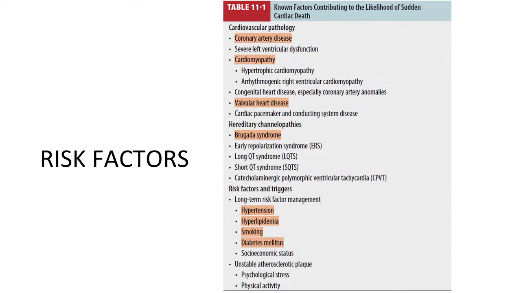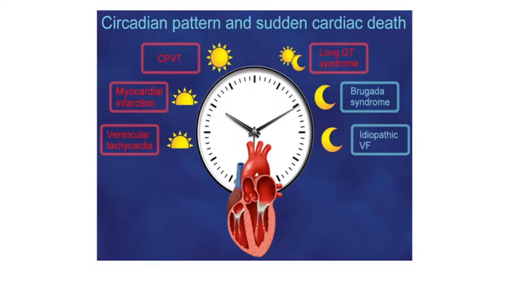Coming to the risk factors, obviously the first and foremost risk factor is coronary artery disease and all the risk factors associated with it. Then severe LV dysfunction, cardiomyopathy, and valvular heart disease also contribute to the avoidable causes. Then hereditary causes like channelopathies, Brugada, early repolarization, long QT, short QT, and long-term risk factors like hypertension, hyperlipidemia, and smoking. These all can lead to CAD, which can in turn lead to sudden cardiac death. So these are all the risk factors.